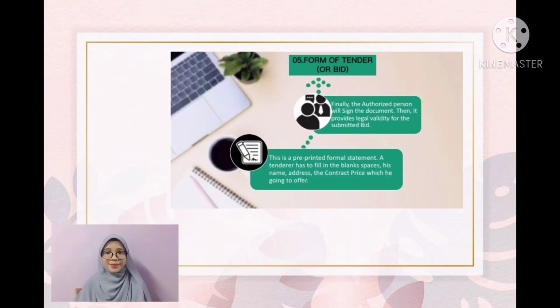Content number 5, form of tender or bids. This is a pre-printed formal statement. A tenderer has to fill in the blank spaces with his name, address, and the contract price which he is going to offer. Finally, the authorized person will sign the document. Then it provides legal validity for the submitted bid.